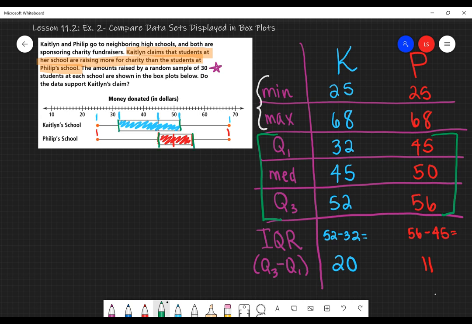At Caitlin's school, the middle 50% of students raised between $32 and $52. And the middle 50% at Philip's school raised between $45 and $56, according to their first and third quartiles. And when we look at the median, the middle amount, we have 45 for Caitlin's school and 50 for Philip's school. So looking at the IQR, the quartiles, and the median, this data does not support Caitlin's claim.